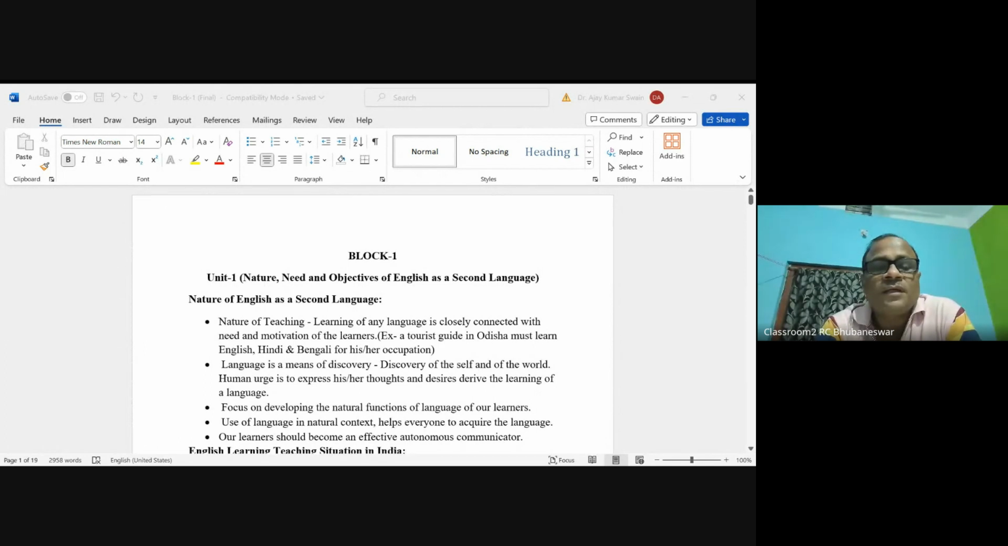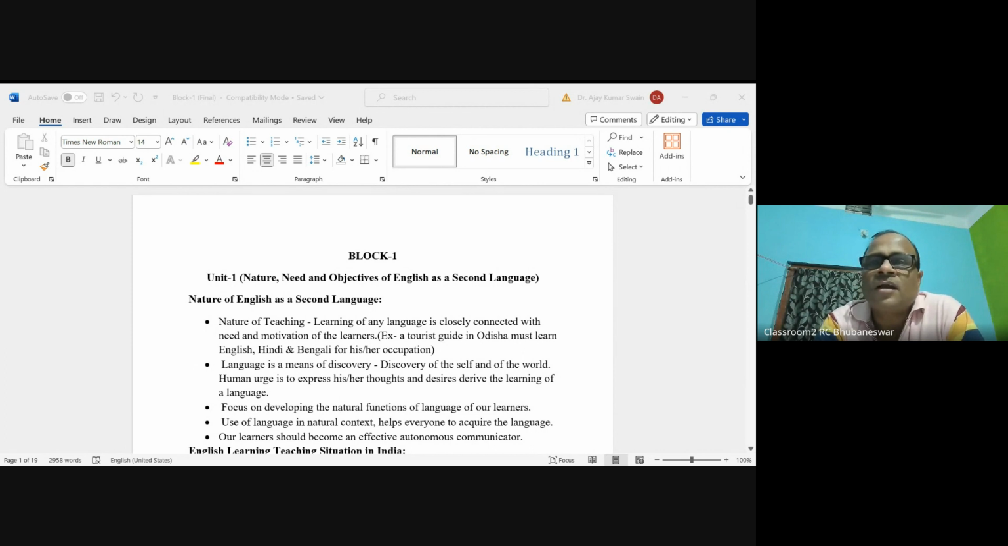Therefore, first of all, give stress on motivation of the learner, and they have to understand the importance of learning English in their life, like getting employment, for higher education, for administration. If you go abroad in search of employment, without English you cannot get it. Odisha is a state which cannot afford employment to all the citizens.